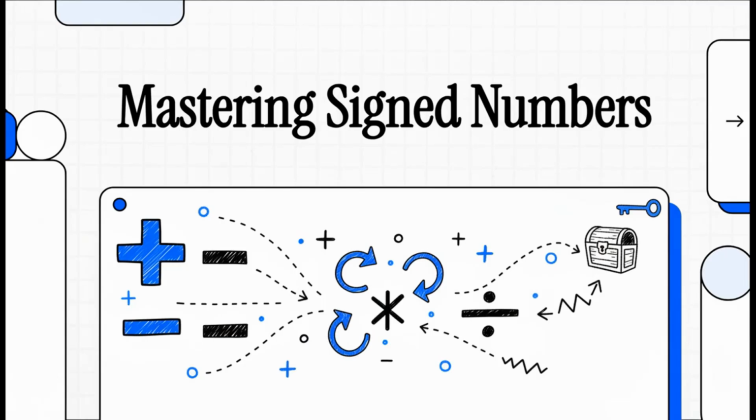Have you ever gotten tripped up trying to multiply or divide negative numbers? Yeah, it can seem kind of complicated. But what if I told you there's just one single rule that makes it all click into place? Well, let's unlock it together.